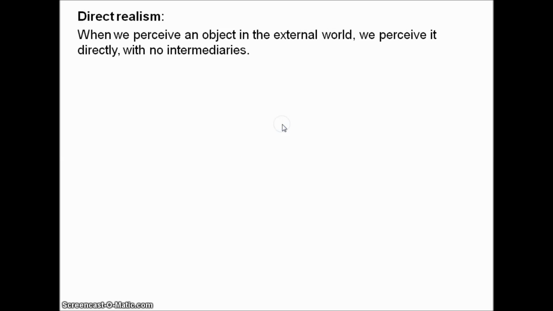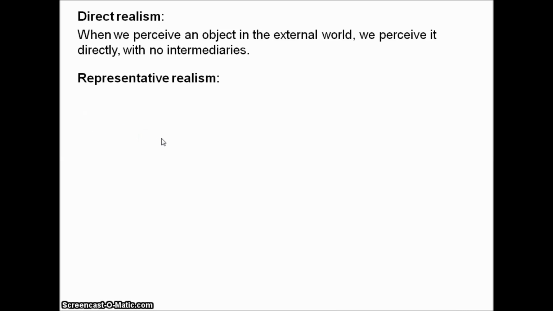Well, direct realism, this is sometimes called naive realism. I suppose this is the common sense approach to perception. The idea here is that when we perceive an object in the external world, we perceive it directly with no intermediaries. There is the object, then there is our perception of the object, nothing more is involved. Okay? We're not aware of anything else.